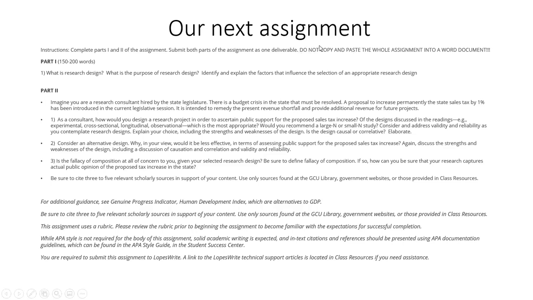Oh, yeah, please do not copy and paste the whole assignment into the Word document. Please just give me the answers. I beg of you. I don't need you to copy and paste. I think it's so annoying. I don't know why whoever designed these assignments says to do that. Please don't do that. Just write the answers.